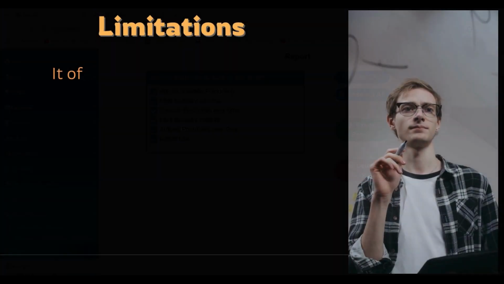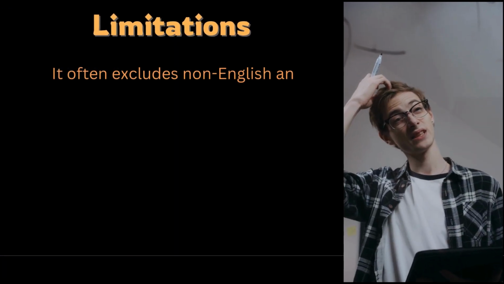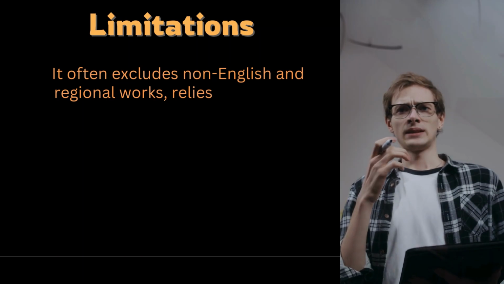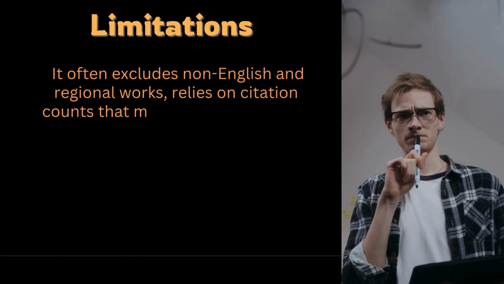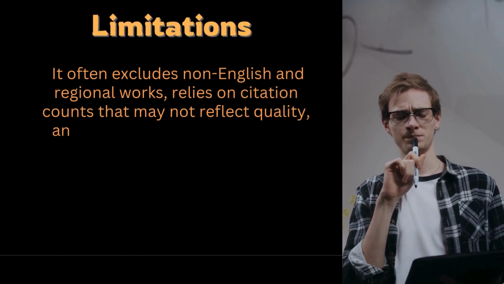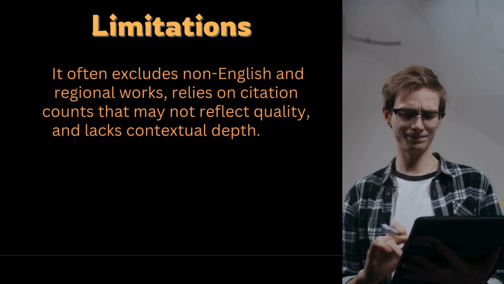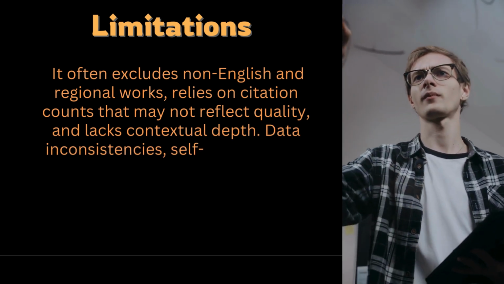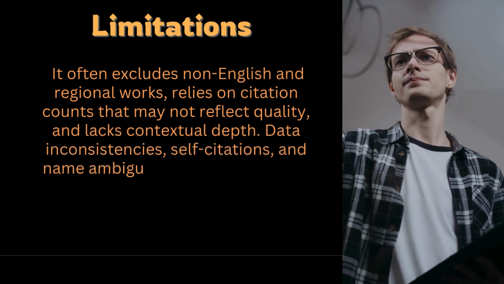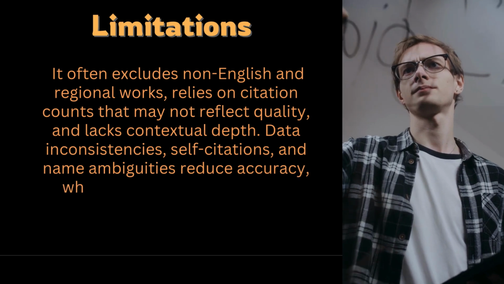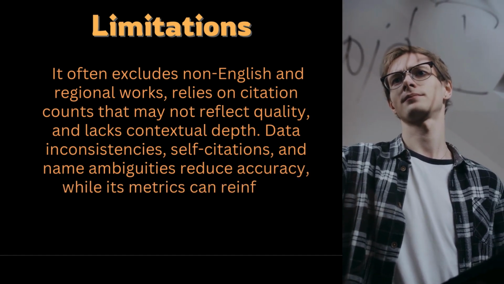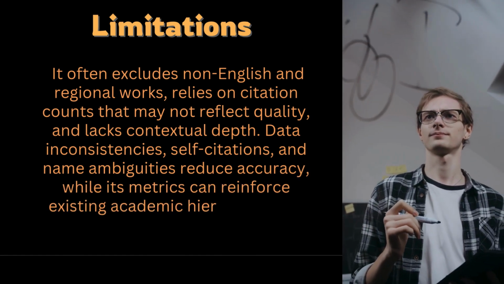So among the limitations of bibliometric analysis is it often excludes non-English and regional works, relies on citation counts that may not reflect quality, and lacks contextual depth. Data inconsistencies, self-citations, and name ambiguities can reduce accuracy, while its metrics can reinforce existing academic hierarchies and overlook broader impact.